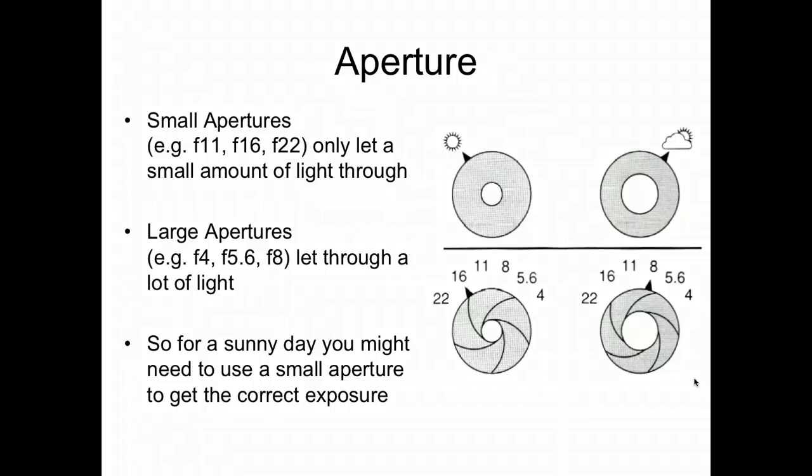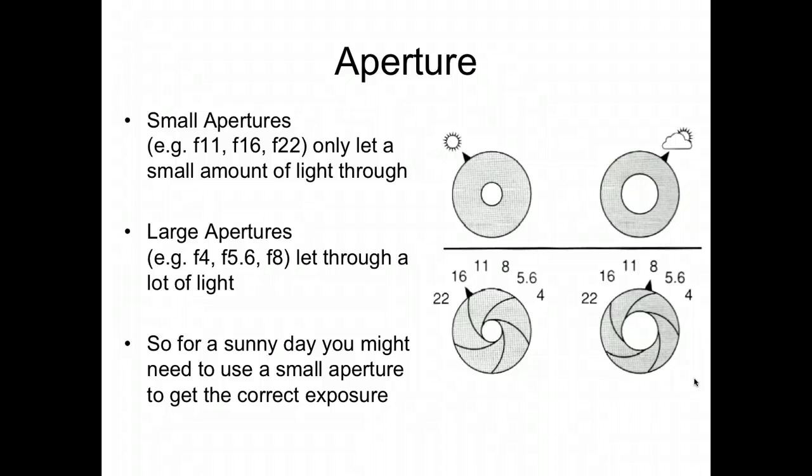Large apertures, for example, f4, f5.6, and f8, let through a lot of light. So over on the right side, you'll see that our sun has a little bit of clouds over it, so we're going to open up our aperture a little bit more. So you'll notice that with the illustration down at the bottom with the numbers. So for a sunny day, you might need to use a small aperture to get the correct exposure.